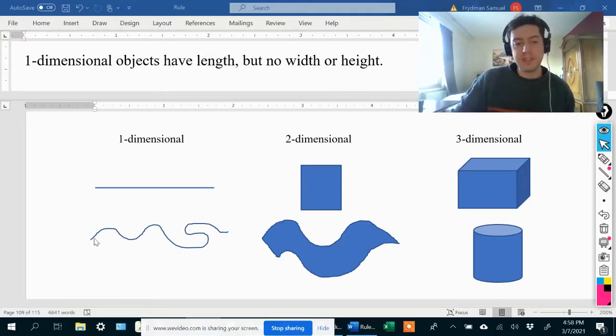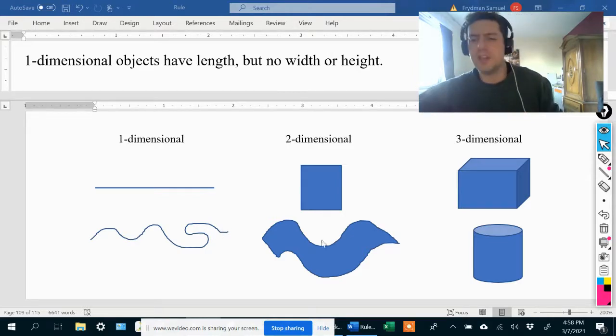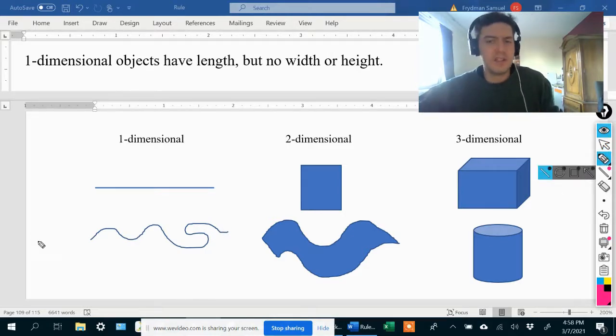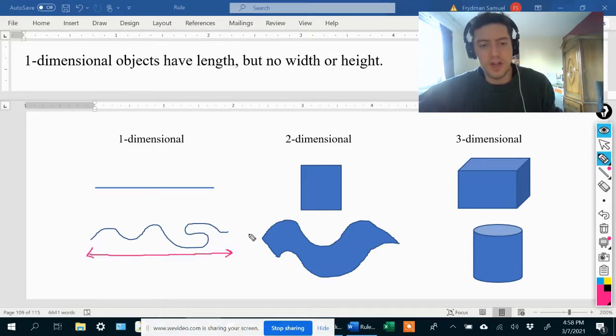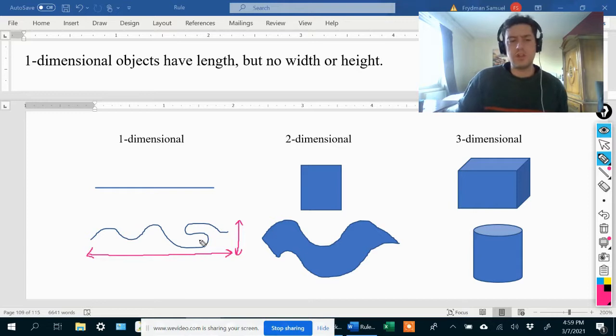Okay, now something like this is also one-dimensional, and you might be thinking to yourself, well, wait a minute, isn't this really two-dimensional, because it seems to have a length going from here to here and also a width from here to here, so wouldn't we consider this two-dimensional?